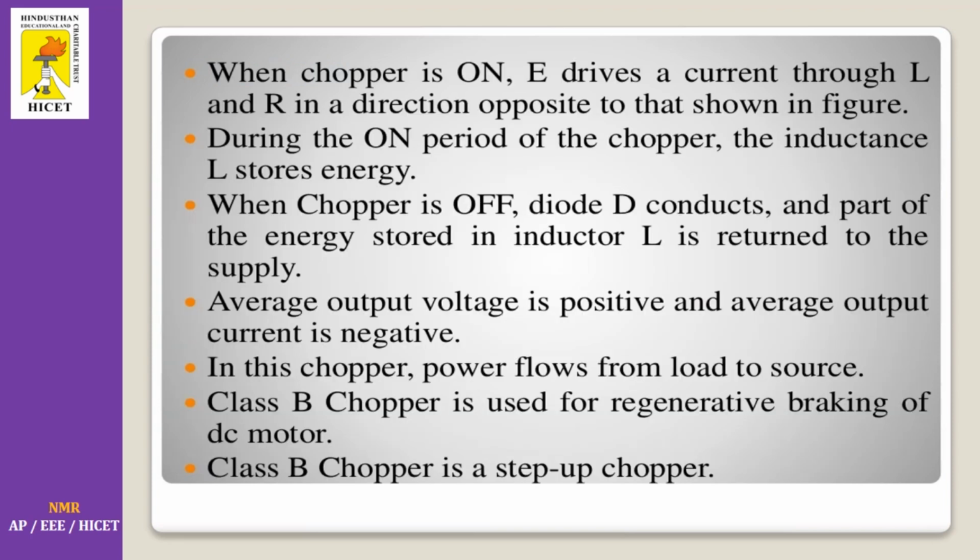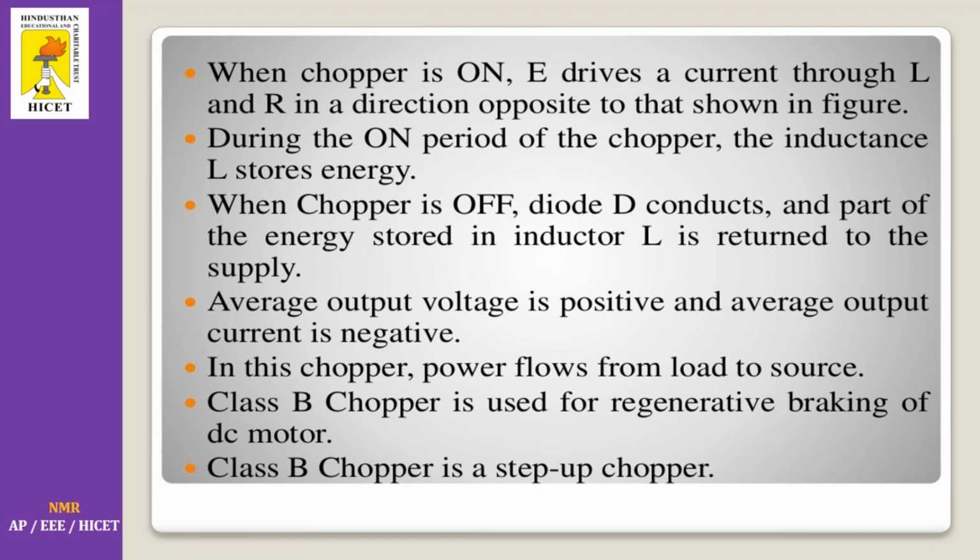When the chopper is on, the battery E drives the current through inductor L and the resistor R in the direction opposite to that shown in the figure. During the on period of the chopper, the inductance L stores the energy. When the chopper is off, the diode D conducts and part of the energy stored in the inductor L is returned to the supply. Average output voltage is positive and the average output current is negative in this operation. In this chopper, the power flows from load to source.